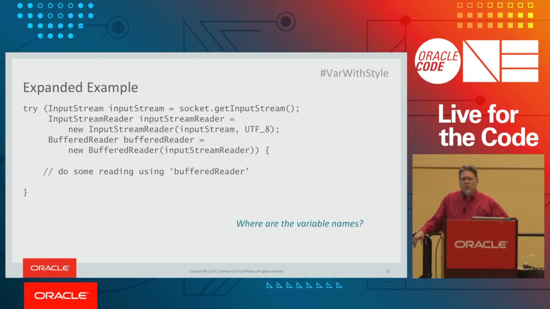Let's look at this for a minute. Where are the variable names? All right, so I've highlighted them for you. They're kind of buried in the middle. What's going on here is we have the redundant declarations on the left-hand side and the right-hand side. And so it tends to obscure the variable names a little bit.